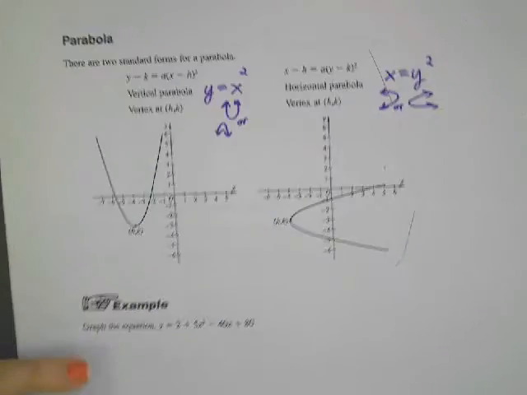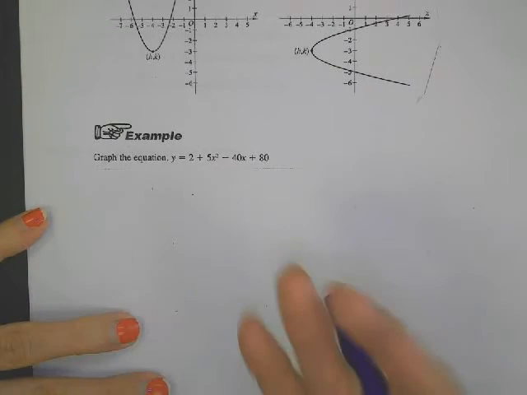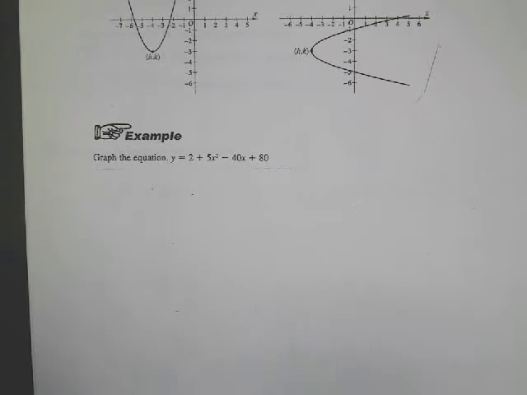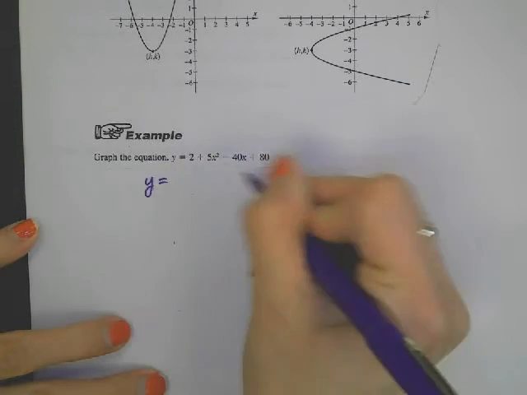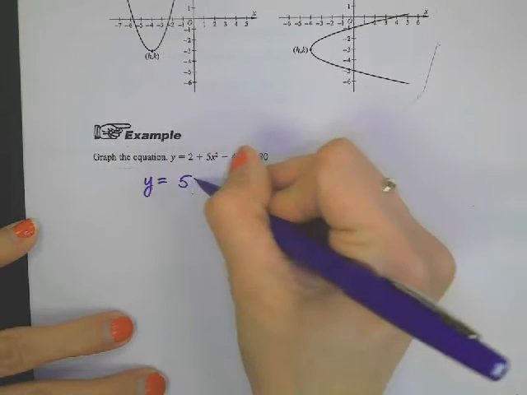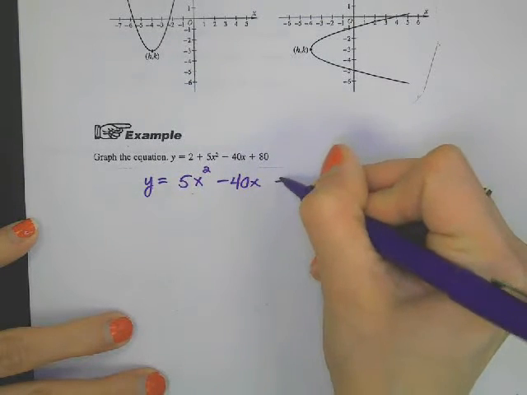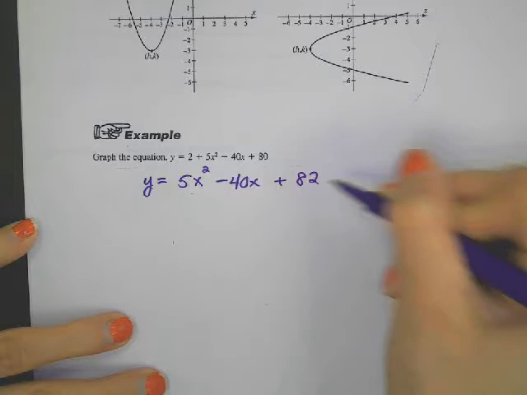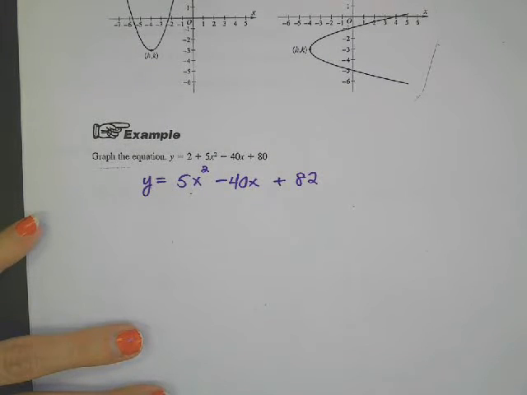Okay, let's take a look at one here. Here is an equation. It's going to be a parabola. We have to complete the square, but only on one letter. And the letter we're going to complete it on is x. So y equals, let's get this in descending order here, 5x squared minus 40x plus 82. Okay, are we ready to start completing the square? Well, hang on, it's not ready yet.